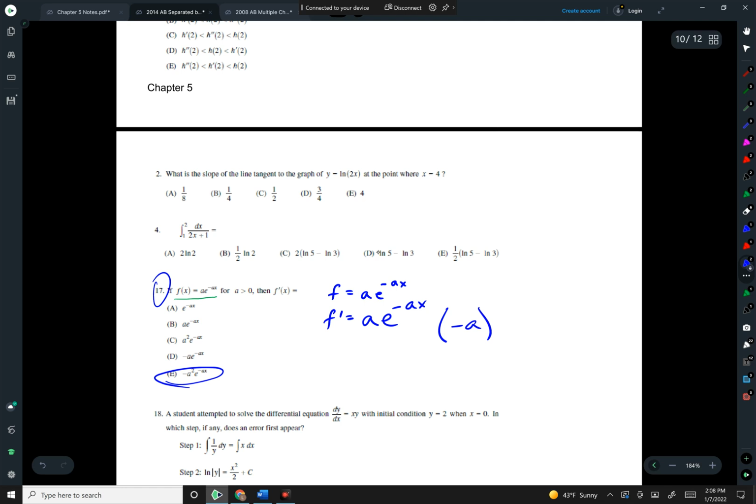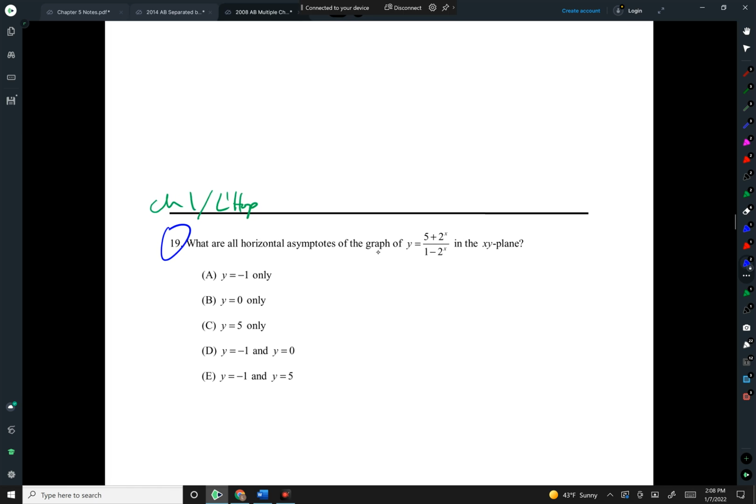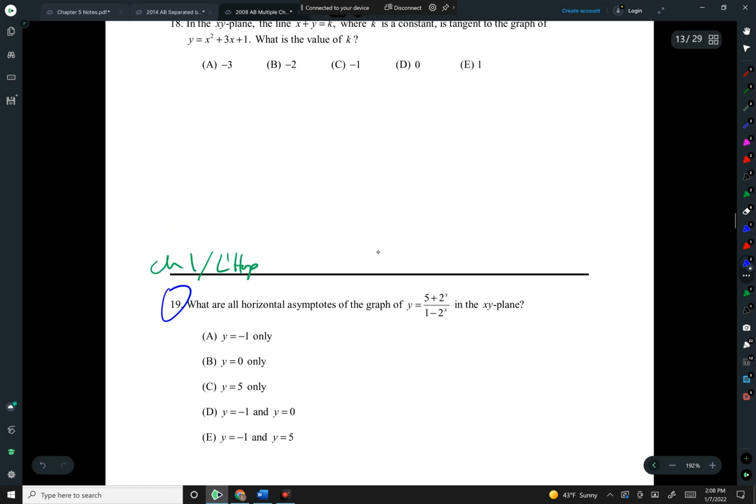Okay, so on this particular test, the only one that even looked close was this one, but it really wasn't an a to the x, right? Okay, so I found another test. Number 19. You don't really need to write this one down.